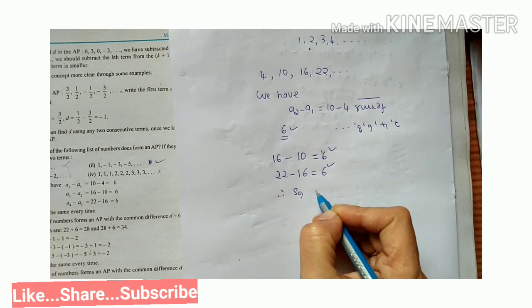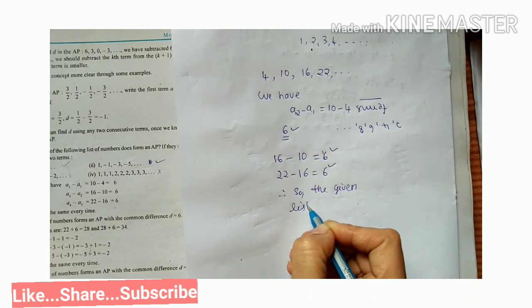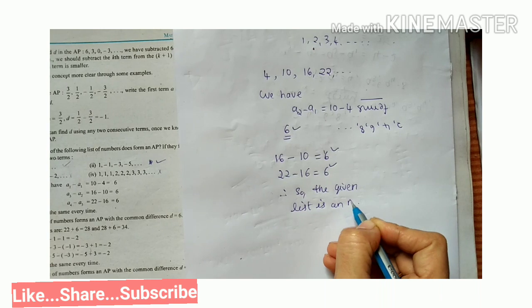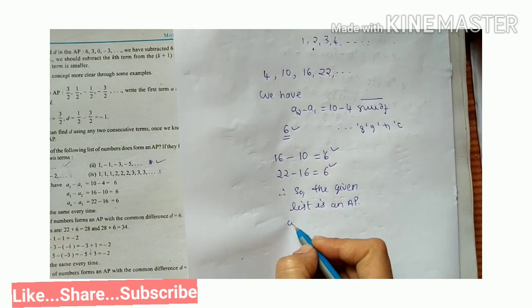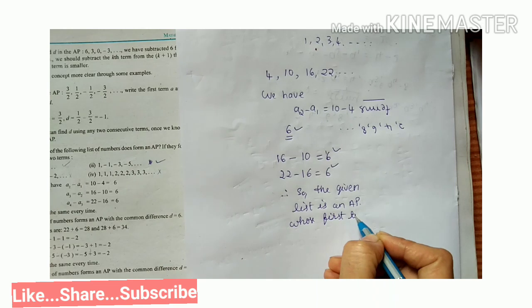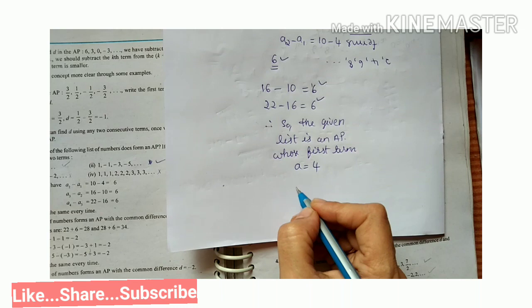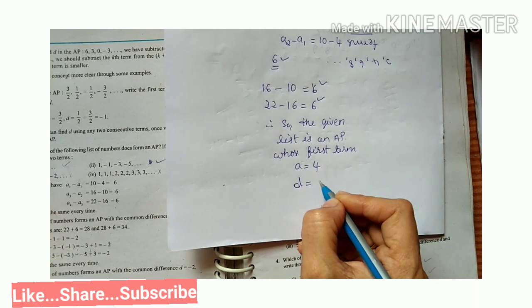So the given list is an AP whose first term A is equal to 4, and common difference D is equal to 6.